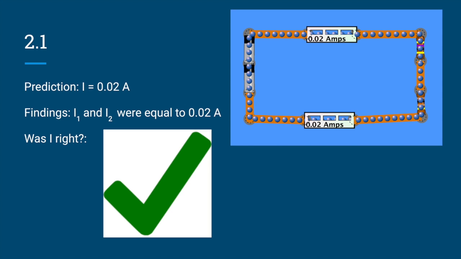Some of my hypotheses and results that I found. The first question asks us to predict the current in a circuit pictured to your right. Using the voltage that we were given for the batteries and the resistance in each resistor, I predicted that the current would be 0.02 amps. After putting the circuit into CCK, I found that it was in fact 0.02 amps.